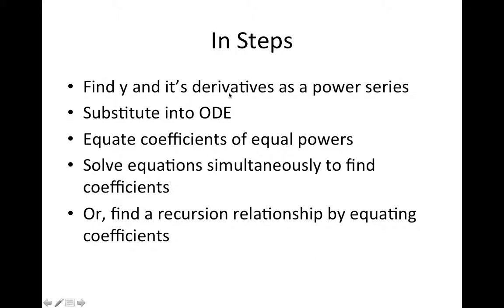So if we wanted to list in steps, basically first we find y and its derivatives as a power series, and we substitute that into the ordinary differential equation. We also find, if r, p, and q are not constants, if they're functions, then we find the power series for those and substitute as well. Then what we're going to do is equate coefficients of equal powers, and solve those equations simultaneously to find the coefficients. Usually what happens when you do that is you find that higher order coefficients can be related to the zero order coefficient in what's called a recursion relationship.